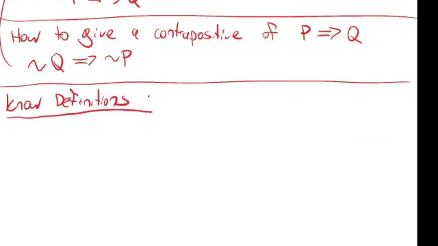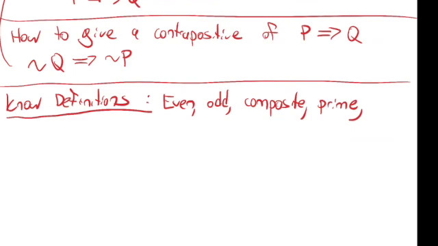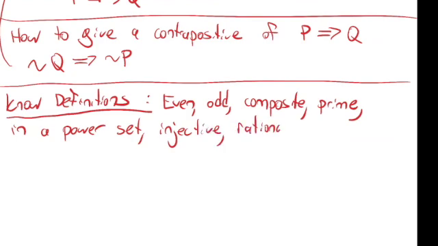Okay, know your definitions. What does it mean to be even, odd, composite, prime, in a power set? I'm just listing ones that come to my head. I'm probably forgetting a couple, but I would just go through these worksheets and make sure you've got your definitions. I would have them someplace really handy. Don't worry about plagiarizing a definition. Definitions should be really precise.